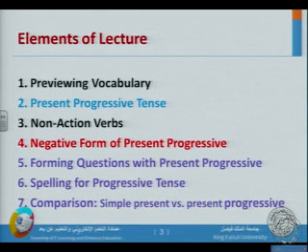The elements of our lecture today: we're going to have a list of vocabularies. I want you to memorize them again and again and try to use them. And then we have one grammatical lesson about the present progressive tense, or what we call present continuous. After that, we will have non-action verbs, and we will explain what non-action verbs mean.